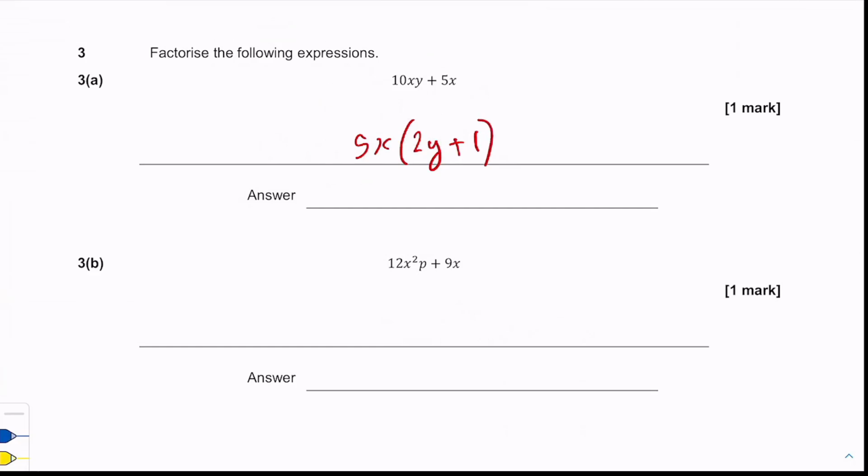Okay, part B, we've got 12x squared p plus 9x. Again, we need to have the same algebraic letters in both to factorise them, and we've only got x in both, so x goes outside of our brackets, and we've got a 12 and a 9, so we can also put a 3 outside, so we've got 3x. We've then got 4xp to get our 12x squared p, and then we've got plus 3 to get our 9x, and that's our final answer for those two questions.